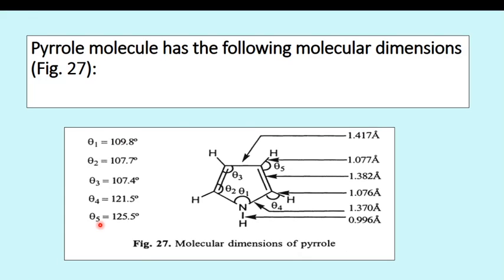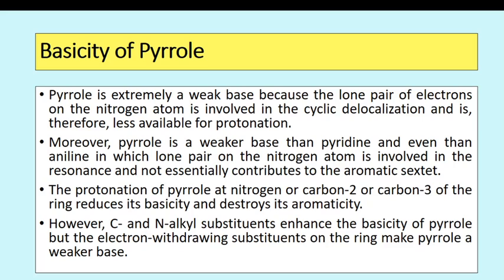Then pyrrole molecule has the following molecular dimensions. Molecular dimensions of pyrrole has different bond angles and different bond lengths. So these are the different bond angles for pyrrole, and these are the bond lengths in Angstrom. Now we are going to see the basicity of pyrrole.